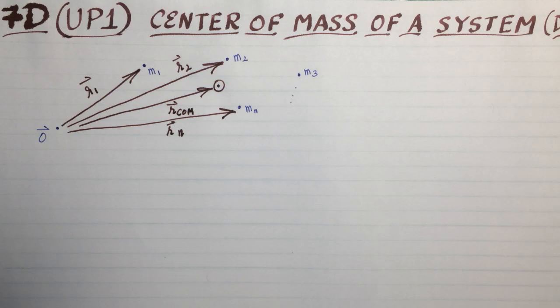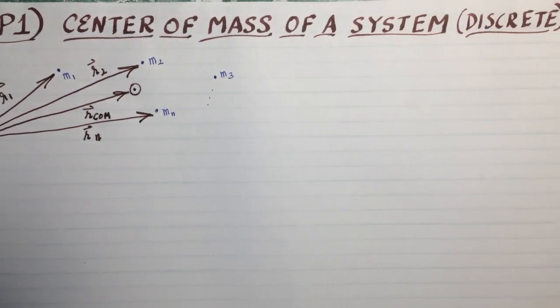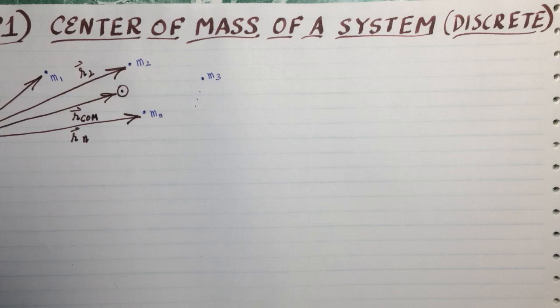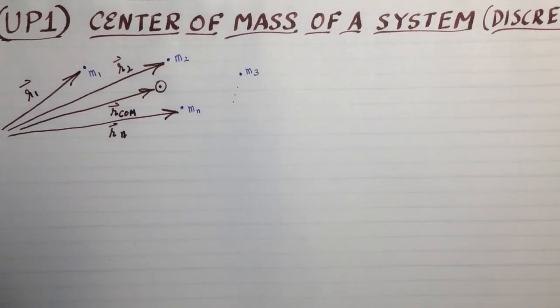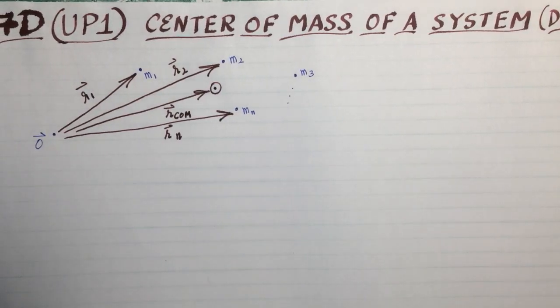I would like to discuss today an important topic called the center of mass of a system. To begin with, we'll consider a discrete system, and a few videos later I will get into continuous systems of masses. Discrete means each mass can be considered a point.